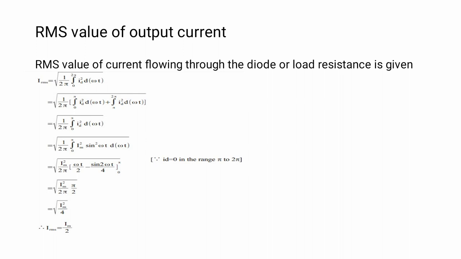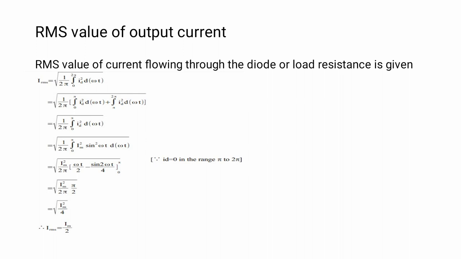Next, RMS value of output current. The full form of RMS is root mean square value. So RMS value of current flowing through the diode or load resistance is given as IRMS, which is equal to root over of 1 by 2 pi integration 0 to 2 pi ID square d omega t. Now, for RMS, first we have to square the diode current, then take the mean, and then the root.